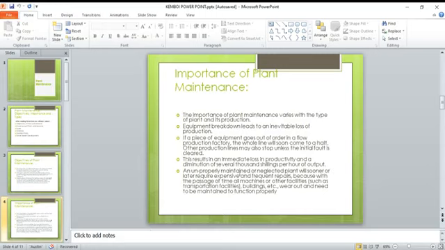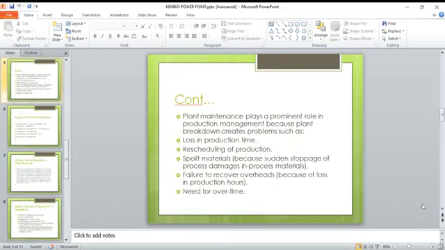And a poorly maintained or neglected plant will sooner or later be expensive. So when you don't do maintenance for your machines or your plant, it will sooner or later lead to losses.